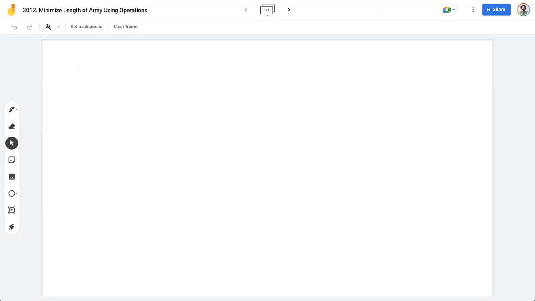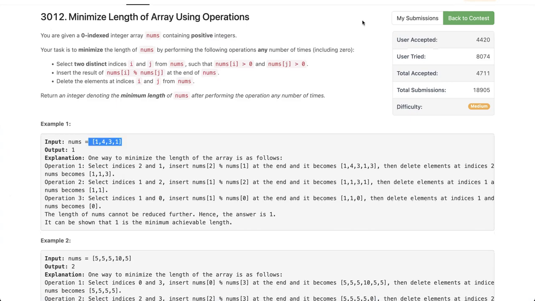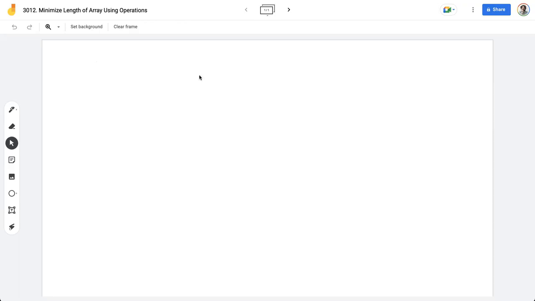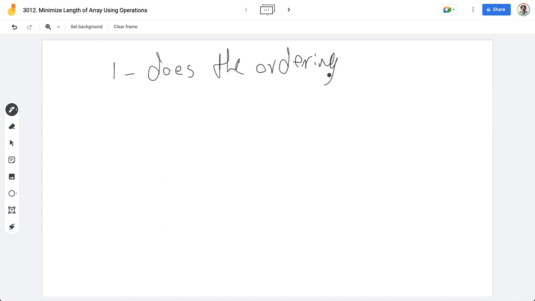The first thing that came to my mind is that the ordering of the numbers doesn't matter. This is something that I always check. Does the ordering matter? And the answer is no, it doesn't matter. So I just kept that in mind.